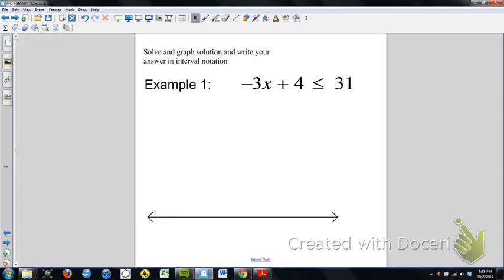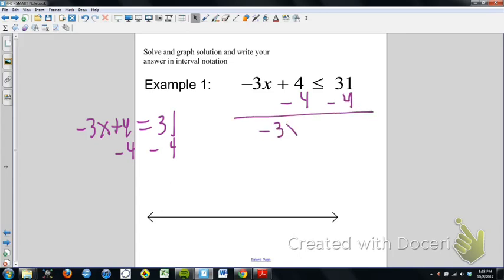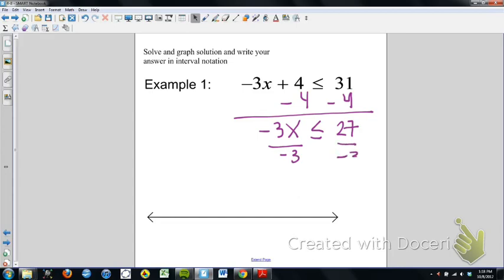And the first thing we would do if this were an equation, if this were negative 3x plus 4 is equal to 31, the first thing we would do is subtract 4. So I'm going to do that over here, subtract 4 from both sides. I have negative 3x is less than or equal to 27. Now the next thing I would do if I had an equation is divide each side by negative 3.